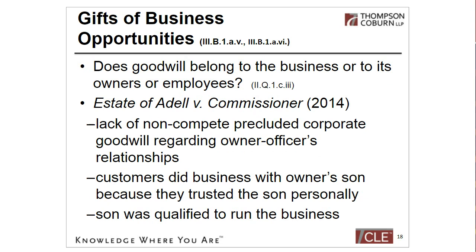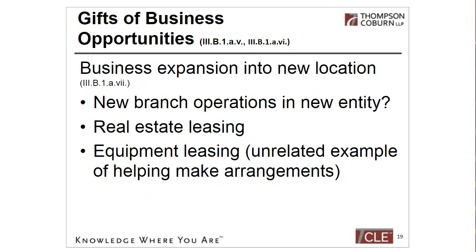There's another case, and they all kind of come together. Again, another case, the Adele, where the lack of non-compete precluded corporate goodwill. Again, the business went to a new entity and there was no tax consequence. Practical estate planning applications: if you're expanding business into a new location, if you have new branches and a new entity, maybe the kids can own the new entity. Maybe they might borrow money from the company, but the company is not selling them the operations.